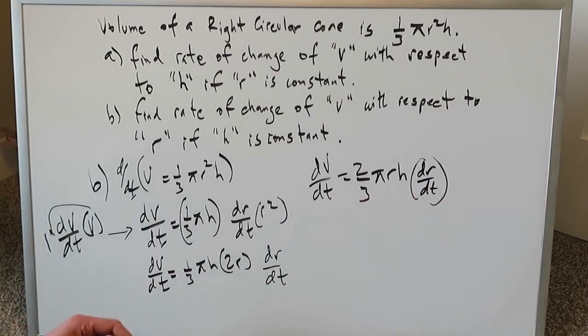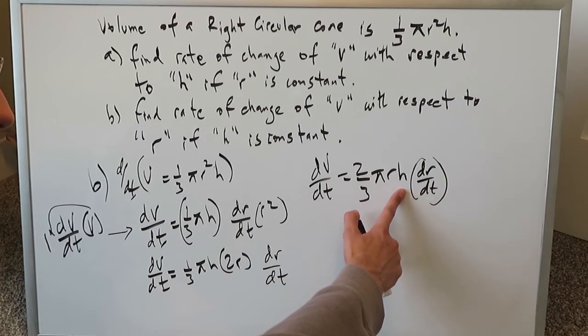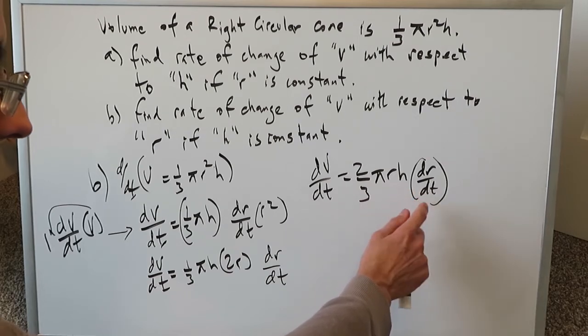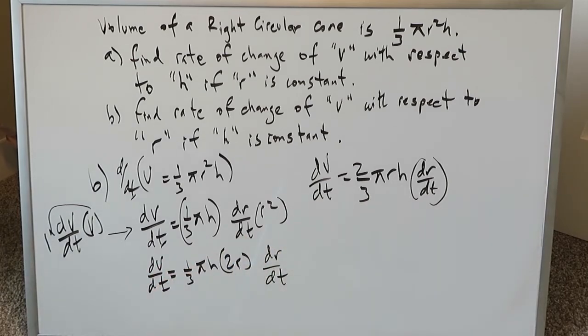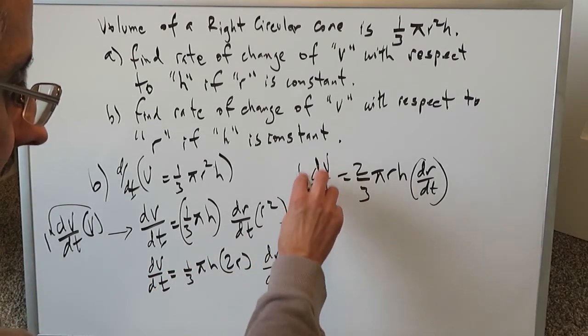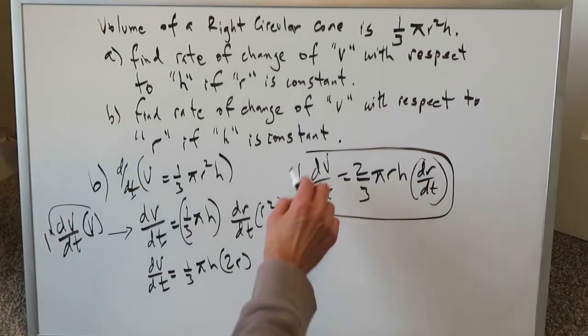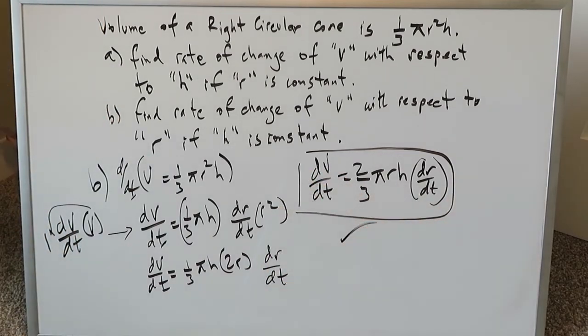This is your answer. If you had a radius value, a height value, and you had the rate of change in that radius, you compute all of this, you'll have your change in the volume over change in time, and that answer right here would be good. So this right here is your answer to B. I already showed you previously the answer to A, and we're done with this question.